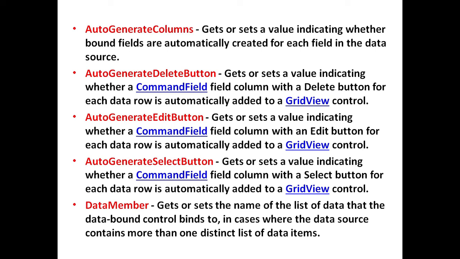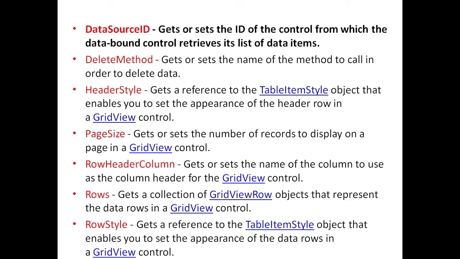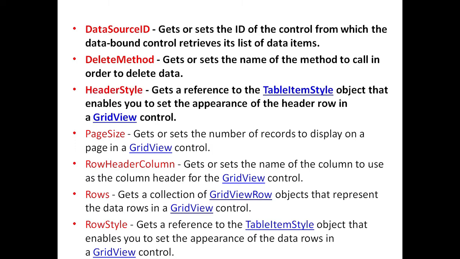Data member property is used to get or set the name of the list of data that the data bound control binds to. Data source ID property is used to get or set the ID of the control from which the data bound control retrieves its list of the data items. Delete method property is used to get or set the name of the method to call in order to delete the data. Header style property is used to get a reference to the table item style object that enables the user to set the appearance of the header row in a GridViewControl.